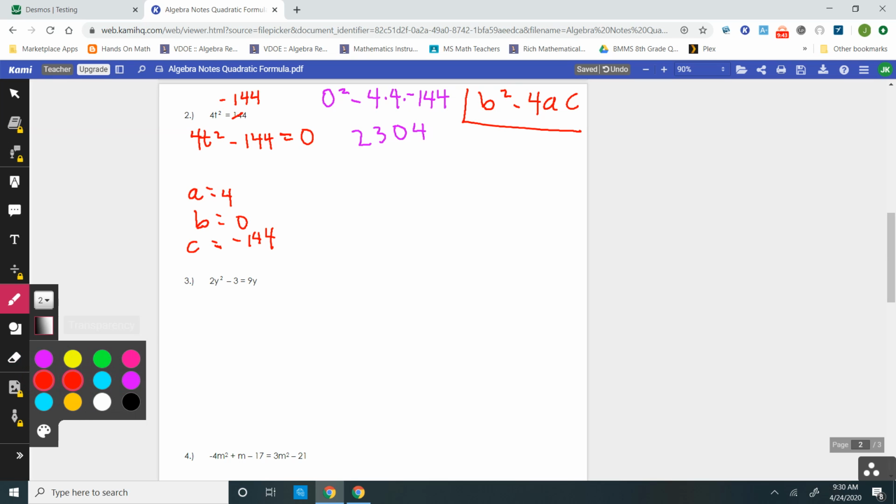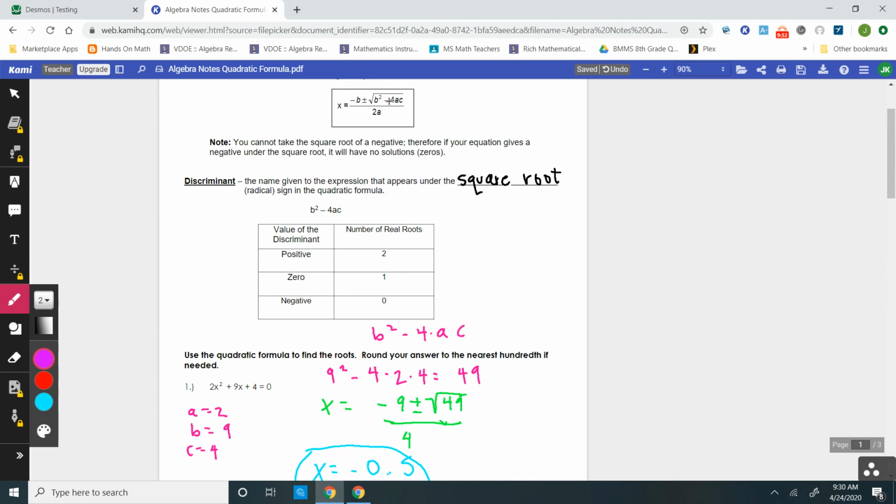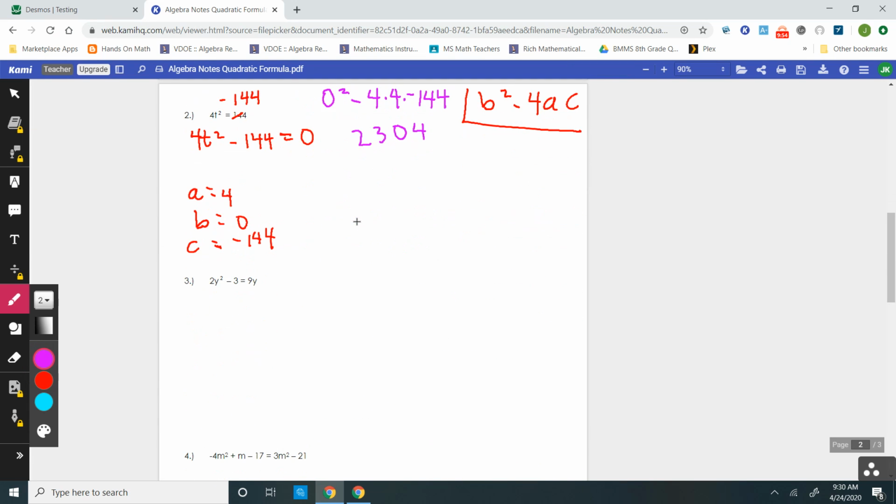And then, so we're out front, so it's -b. So here you'll have negative, if you look at your formula here, so -b plus or minus the square root of your discriminant there. So here you have -b, which is -0. It doesn't really matter, because 0 and negative 0 are the same.